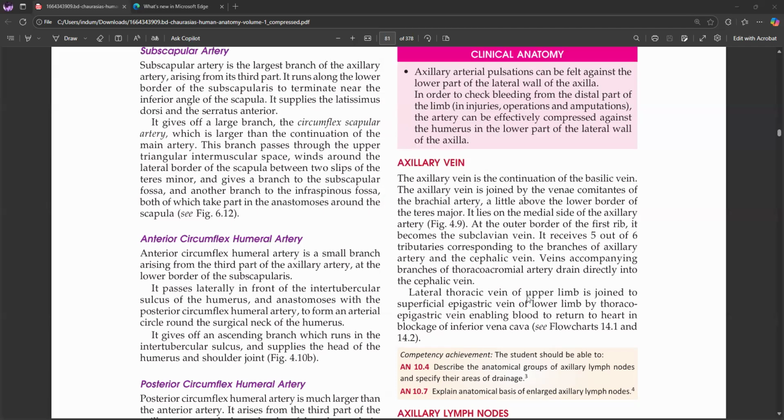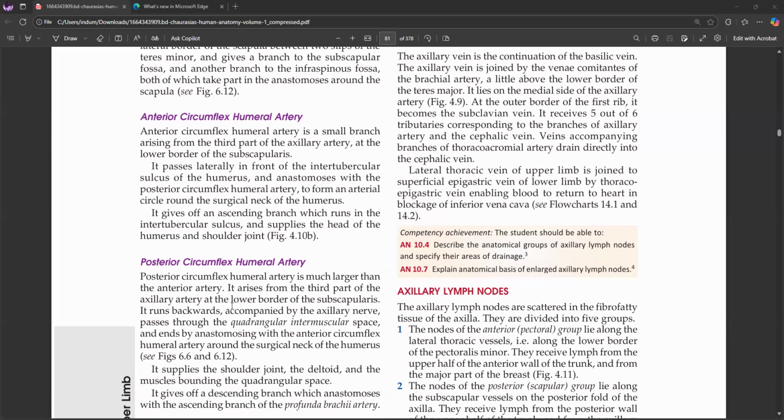This branch passes through the upper triangular intermuscular space, winds around the lateral border of the scapula between two slips of the teres minor, and gives a branch to the subscapular fossa and another branch to the infraspinous fossa, both of which take part in the anastomosis around the scapula. See figure 6.12.